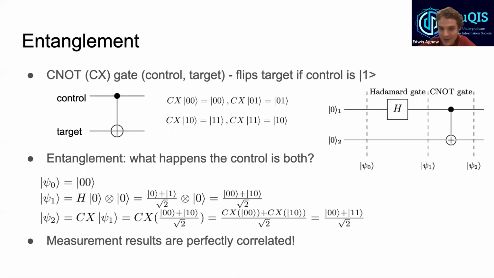So if we look at this diagram on the right, we see that there's the 2 qubits. They both start in the 0 state. We apply a Hadamard to the top one, and that gives us psi 1, which is 0, 0 plus 1, 0 over the square root of 2.